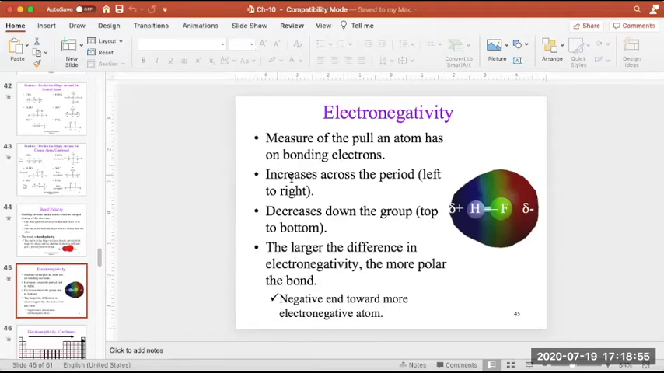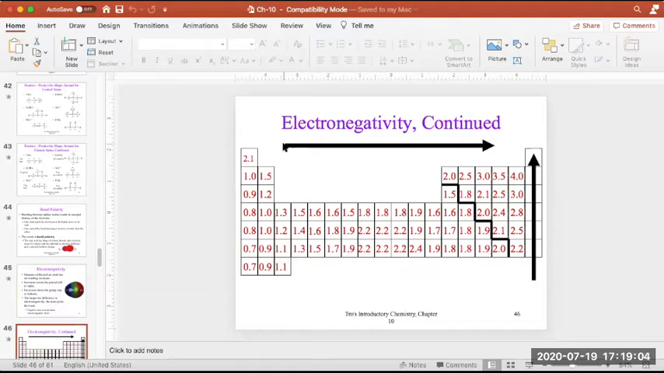Electronegativity increases across the period. Means if you go across the period, the electronegativity increases. If you go down the group, it decreases. The slide is showing the arrow pointing upward, which means if you go up the group, it increases, right?